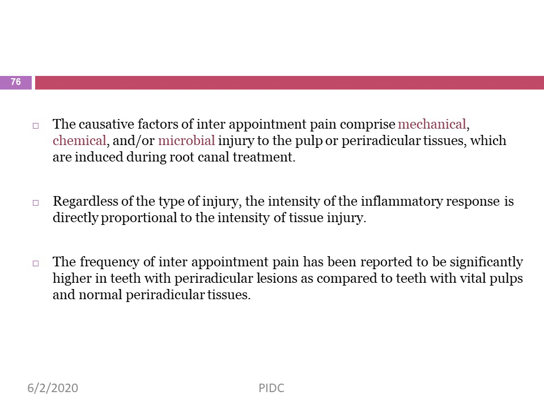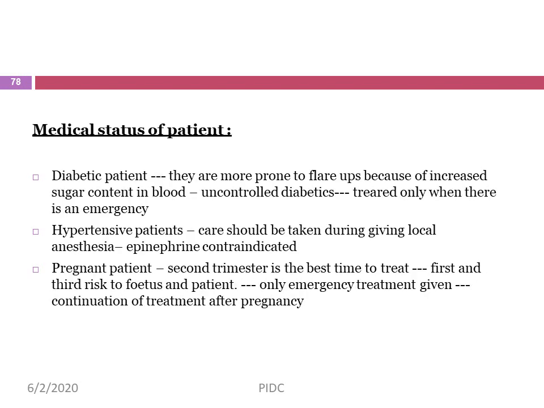The frequency of inter-appointment pain is significantly higher in teeth with existing periradicular lesions as compared to teeth with vital pulps and normal periradicular tissues. This is probably because in teeth with existing periradicular lesions, generally the minor apical constriction is already violated because of the presence of the lesion, because of which you tend to lose the tactile sensation when you are approaching the desired working length, and your instrumentation, irrigant or intracanal medicament is generally pushed beyond the apex. This is one of the major causes of why flare-ups can happen.